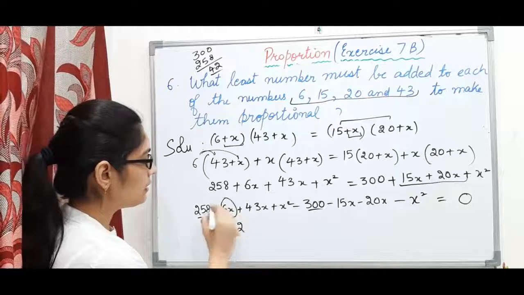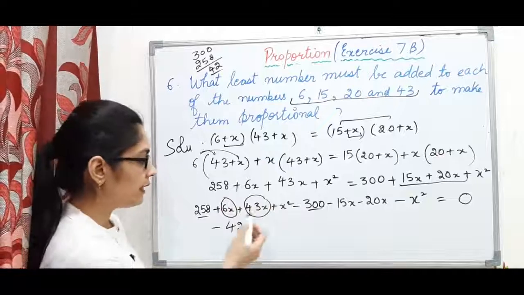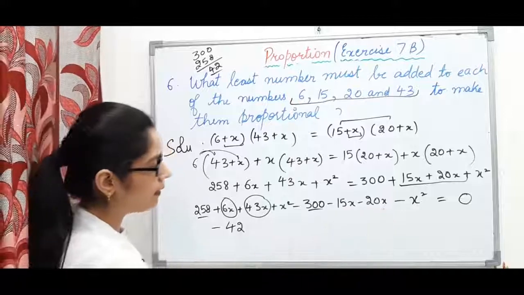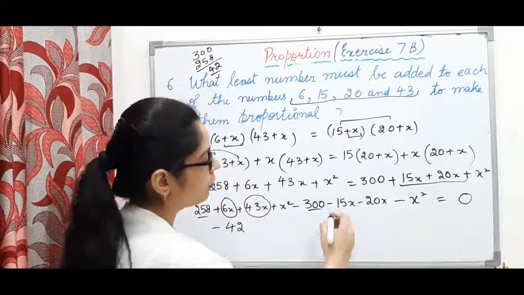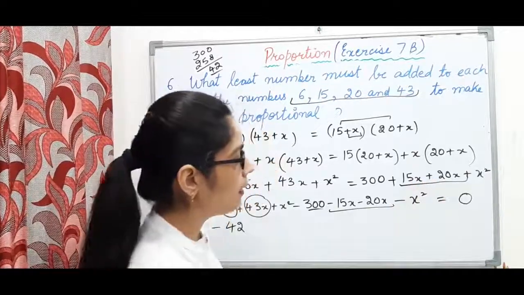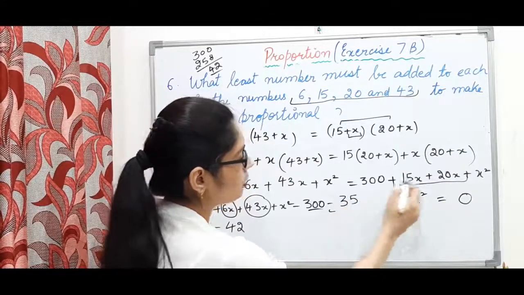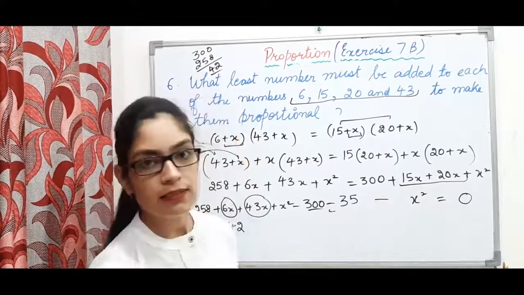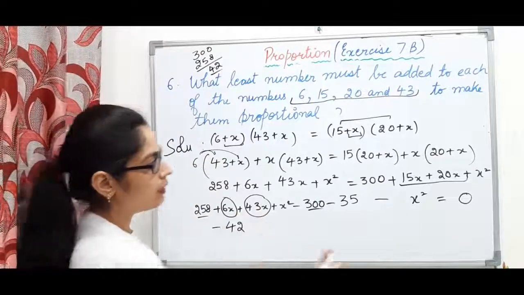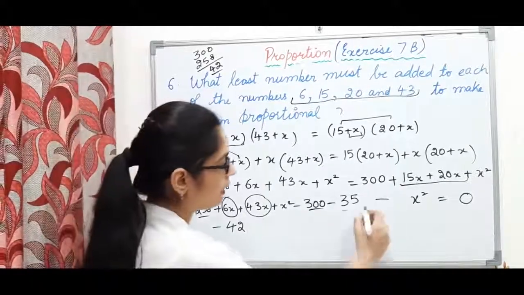Now this 6x and 43, these are like terms, because with both the terms x is there. So 6 plus 43, 49, and these two are also like. 49 minus 15, or you can just add these two. Here also we can add 15 plus 20, it is 35. So altogether I can write it as 35. So minus 35, because it will be plus 35. When I change the side, it will be changed to minus 35. So 49, this is 49, 6x plus 43x, 49 minus 35.